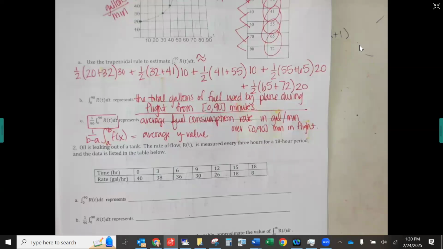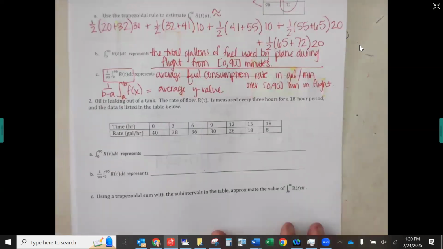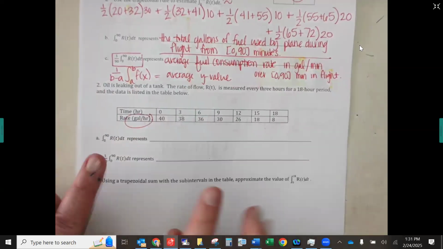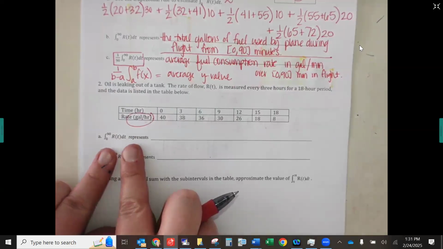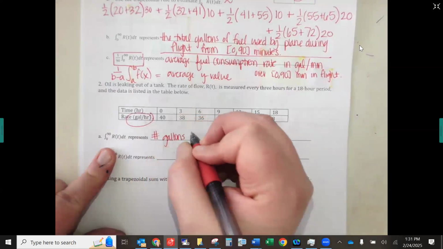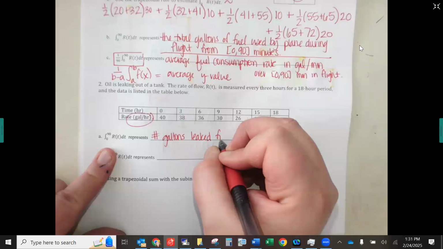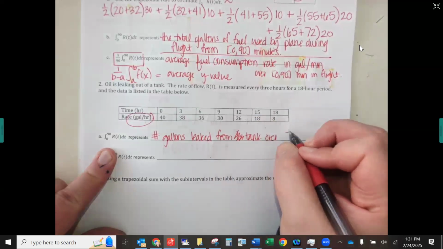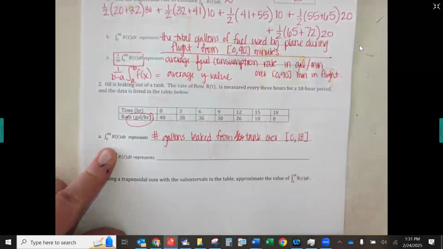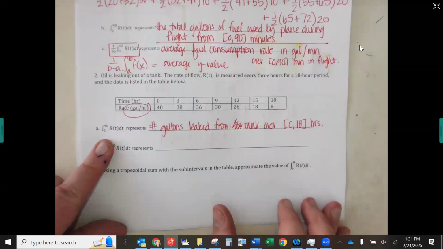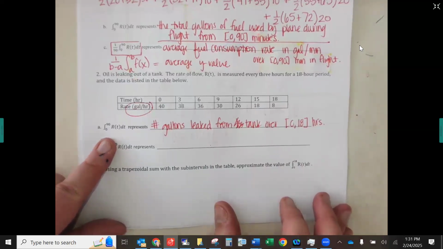Okay, this time we have oil leaking out of a tank. And then it says, what's the rate measured in? Gallons per hour. So if I just do the integral, what are my units going to be now? Gallons. So this would be the number of gallons leaked from the barrel. Oh wait, tank, whatever. Over 0 to 18. And then what are my time units? Hours. Okay, the number of gallons leaked from the tank over 0 to 18 hours.